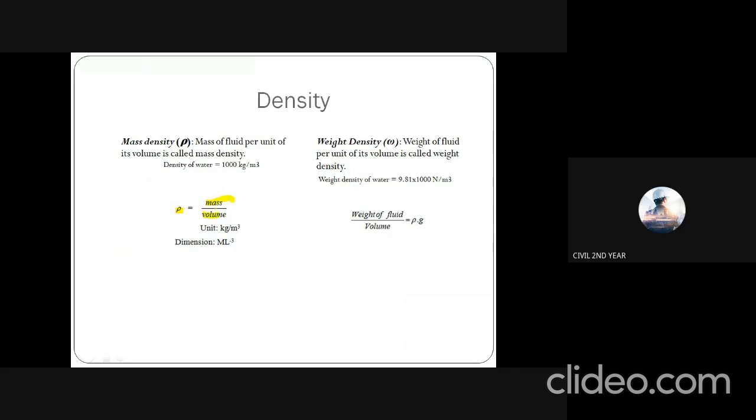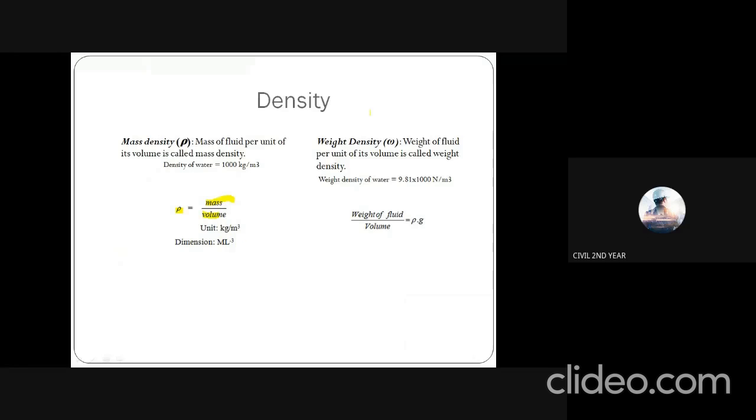So mass per volume. The unit is kg per m cube. The dimension: mass we denote as M, and volume is L cube. That is M divided by L cube, which, bringing it to the numerator, gives M L power minus 3.